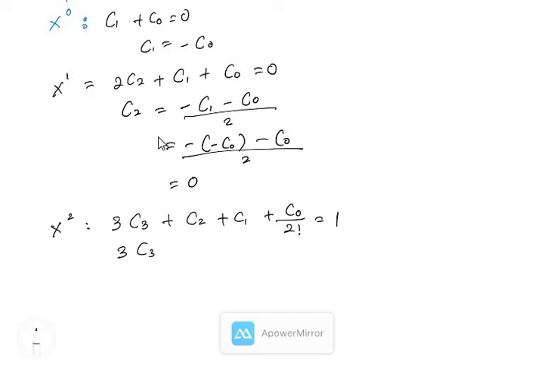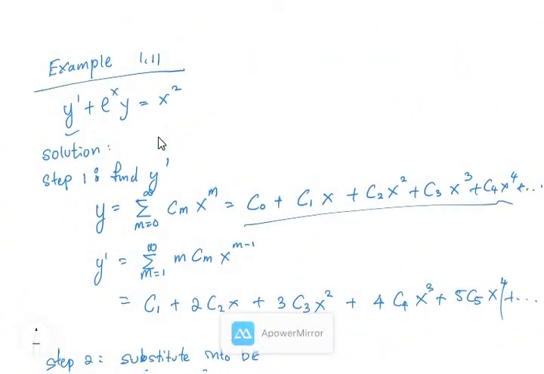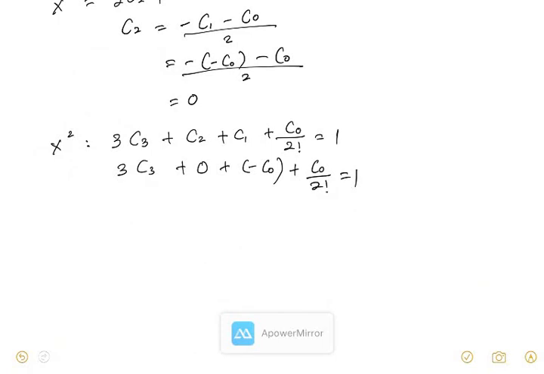So 3c3, c2 is 0, c1 is negative c0, plus with c0 divided by 2 factorial equal to 1. Okay, class, do you still remember we have the initial condition value? The initial condition value is y0 equal to 4. This means that when x equal to 0, y equal to 4. As you know, the initial condition, we actually can substitute the initial condition and find the c0 value and directly can substitute in the equation.